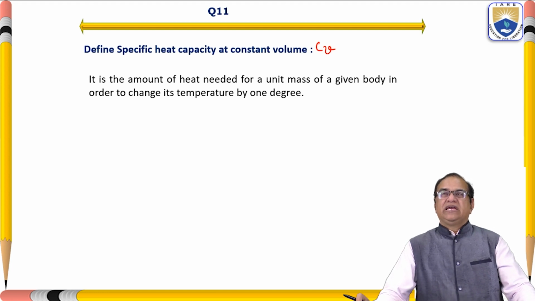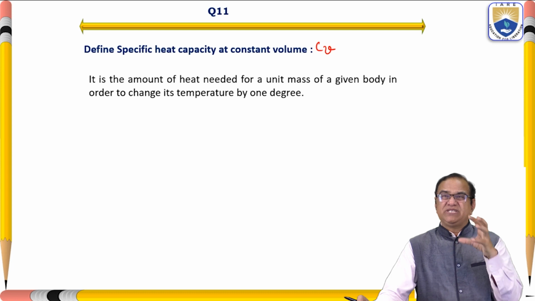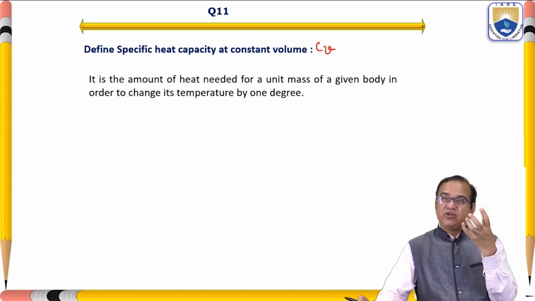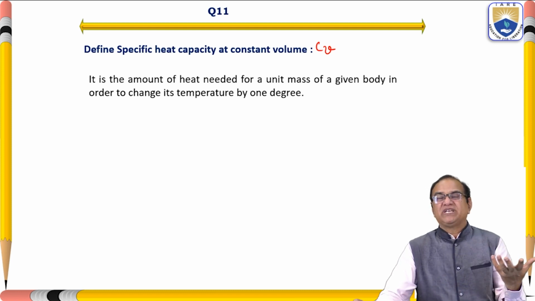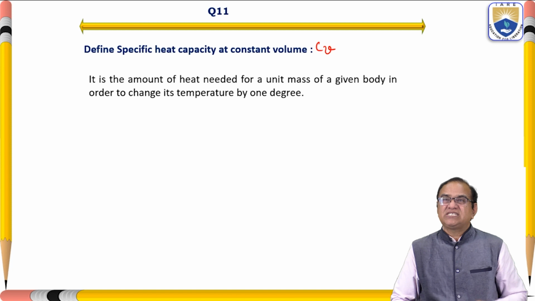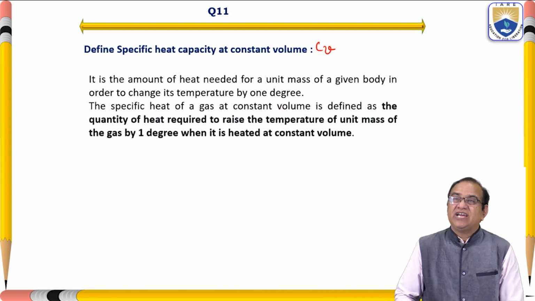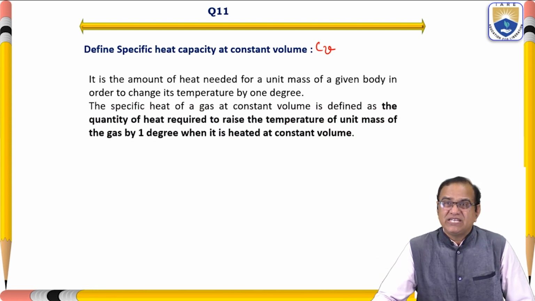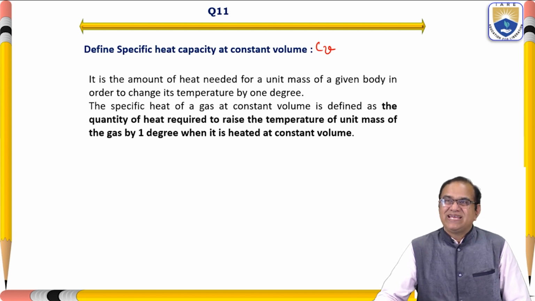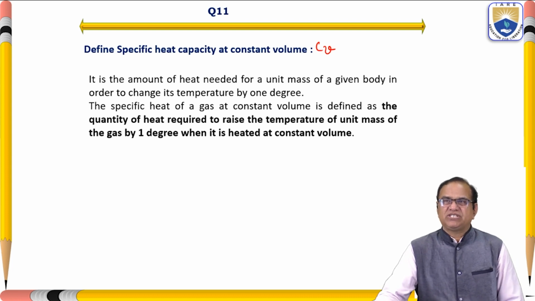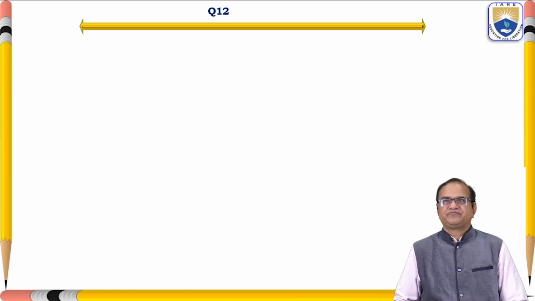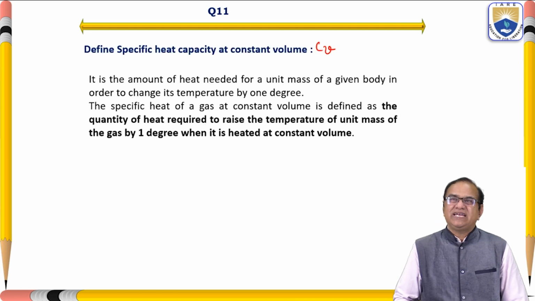So, this is the amount of heat, that much amount of heat is required for a unit mass or per kg of the mass for a body to change its temperature by 1 degree. So, that is if the volume is constant, that we have to take care of. So, the specific heat of a gas at a constant volume is defined as the quantity of heat required to raise the temperature of unit mass of the gas by 1 degree when it is heated at constant volume. So, that is the CV.